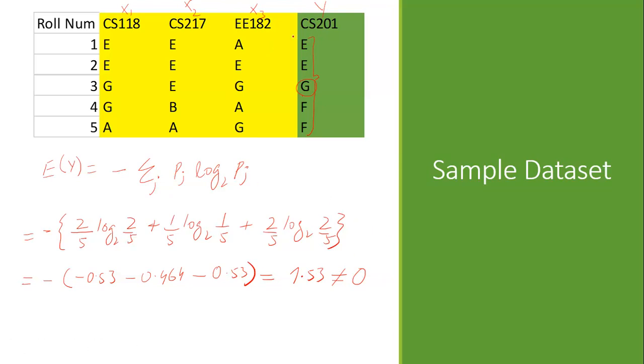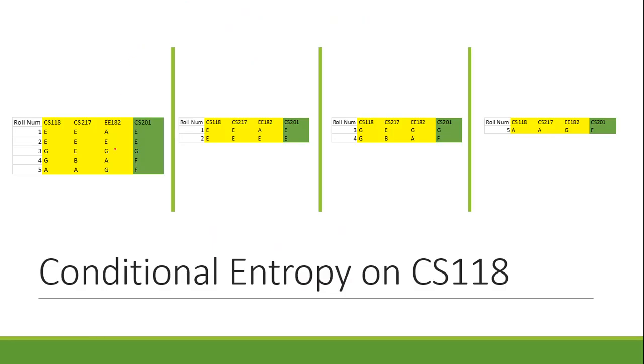So in the previous video, we calculated the entropy of this column Y from the data, and the value was 1.53. In this video, we'll discuss the conditional entropy of column CS118. So let's start. As we can see in this data, for column CS118, we have two excellents, two Gs and one average score here.